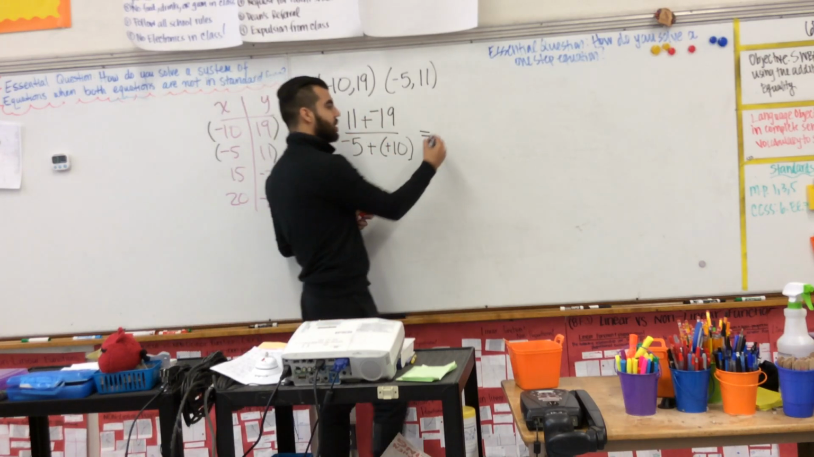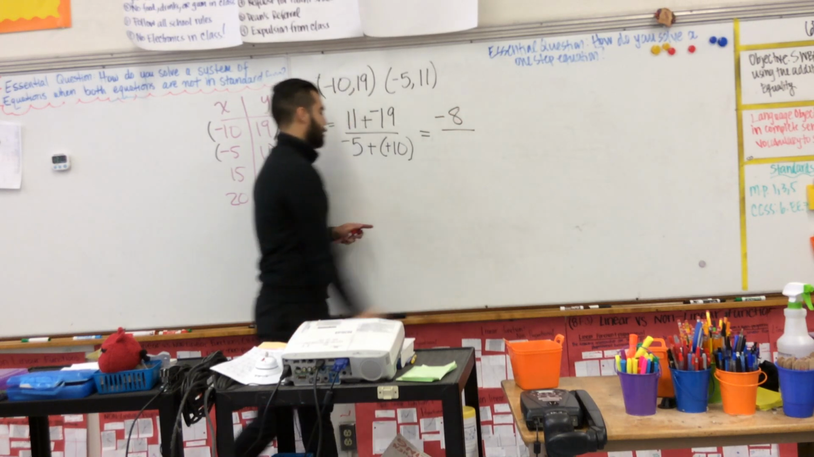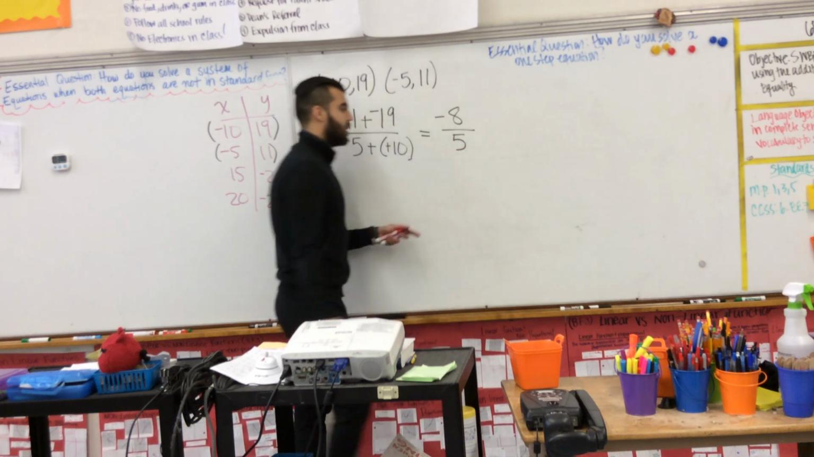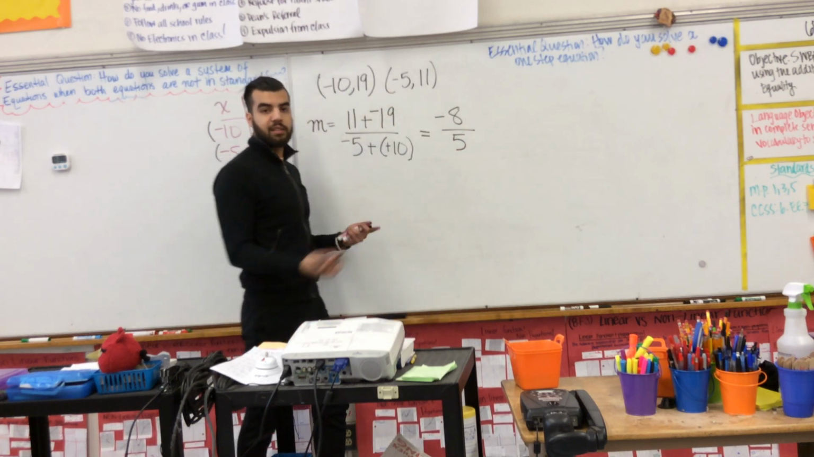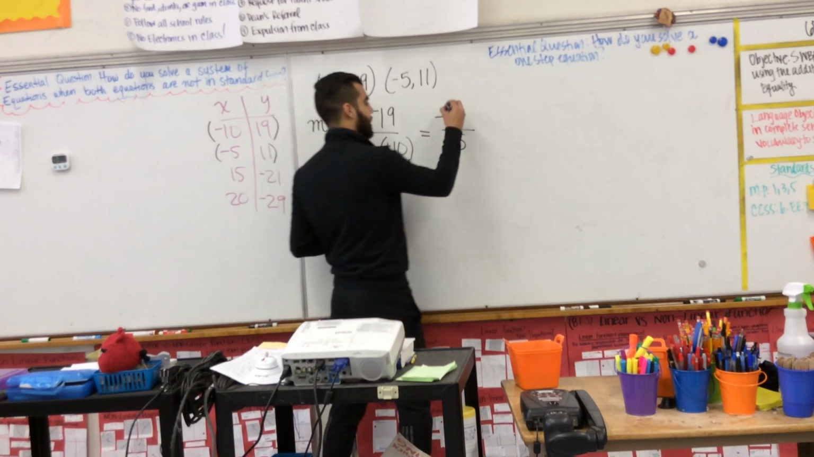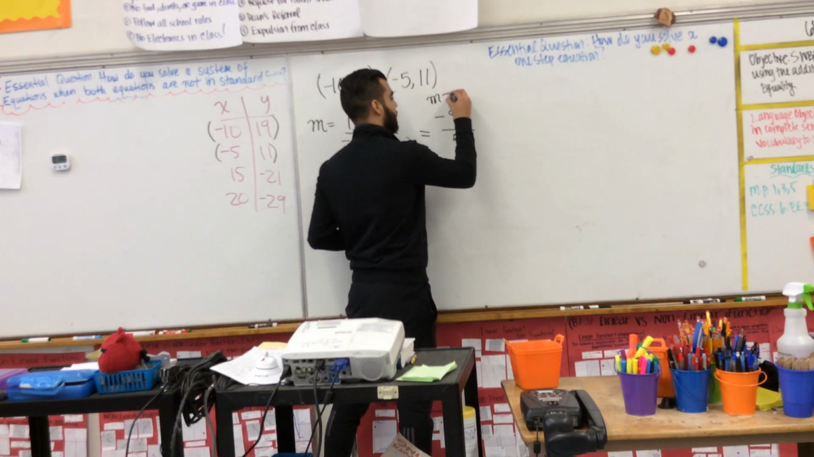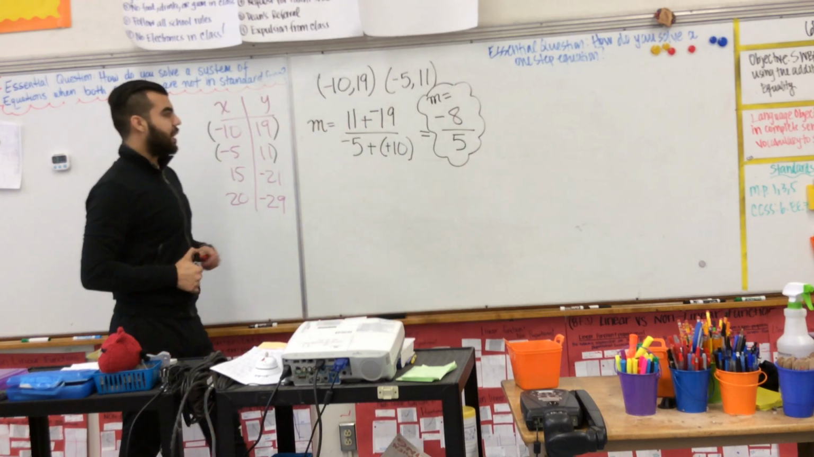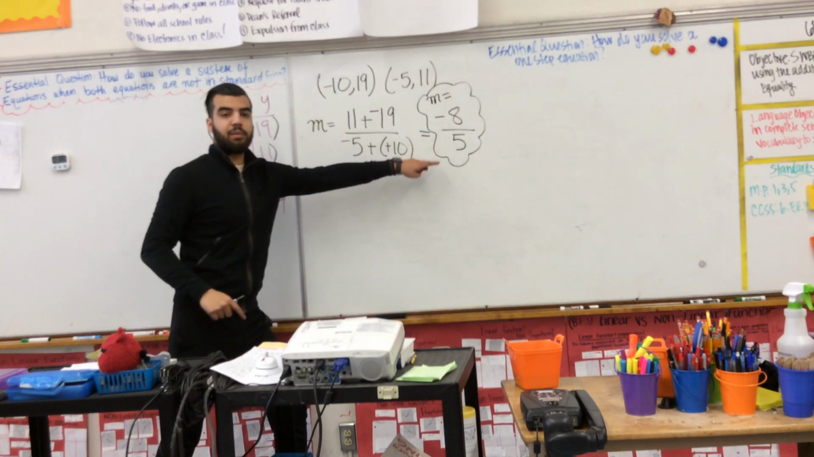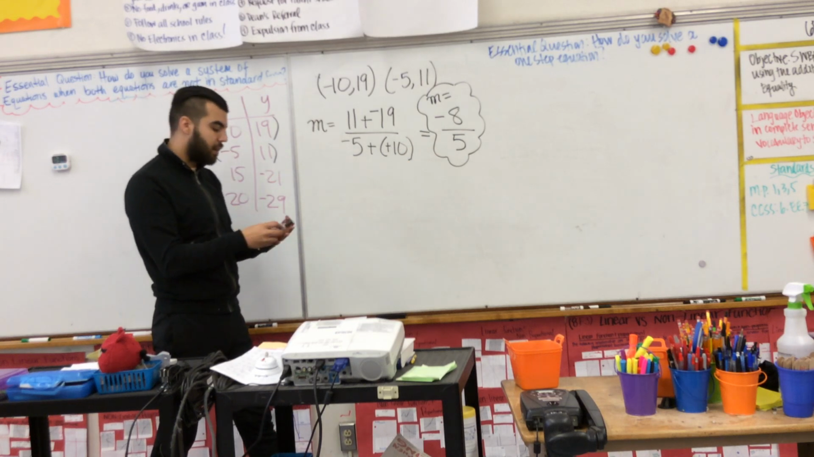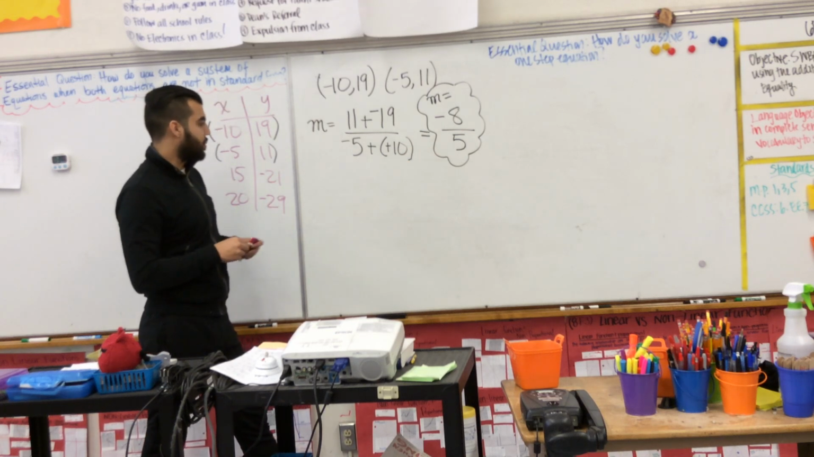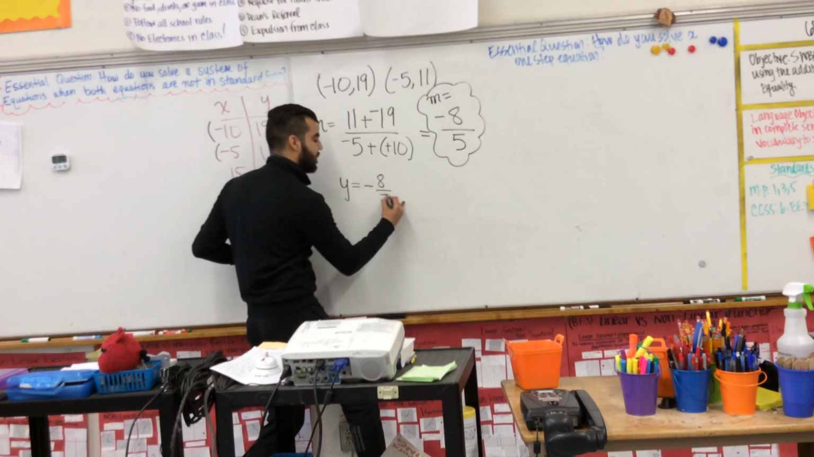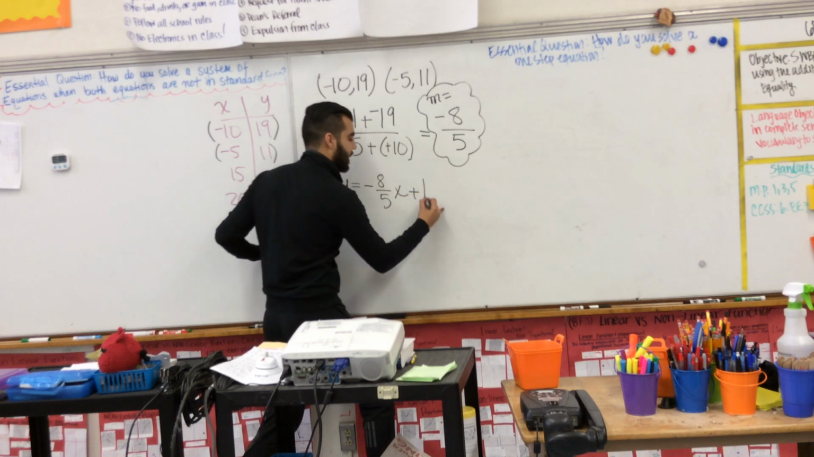11 plus -19 gives me a -8. -5 plus +10 gives me +5. Can we simplify this? No, we can't. So we know we're done finding slope. So this right here is your slope. M equals this right here. Now, we need to substitute this back into the equation to be able to find b, or the y-intercept. So we have y equals -8 over 5x plus b.